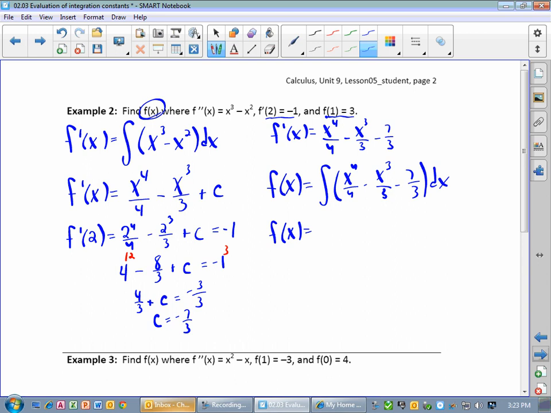Okay, so we add 1 to the exponent, so our new exponent would be the fifth power, and we divide by that exponent. Now keep in mind, when we divide by 5, we already have a fourth, right? We're already dividing by 4. So if we divide by 5, we multiply those two numbers. So we get x to the fifth over 20 minus x to the fourth, and 4 times 3 gives us 12, minus 7 thirds x plus c.